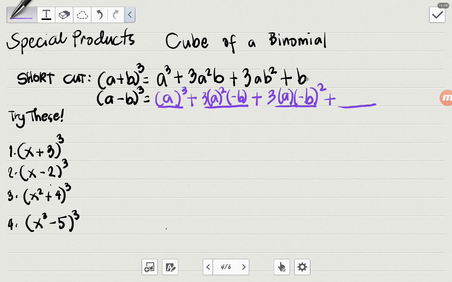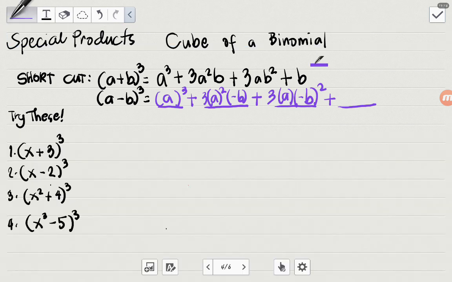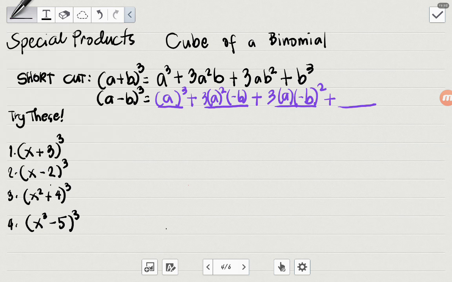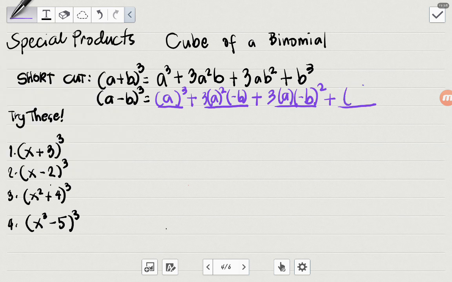Then, plus, nakalimutan kong isulat ang cube. May cube dito. Cube ni B. Okay. So, dito, cube ni positive B. Dito, negative B.